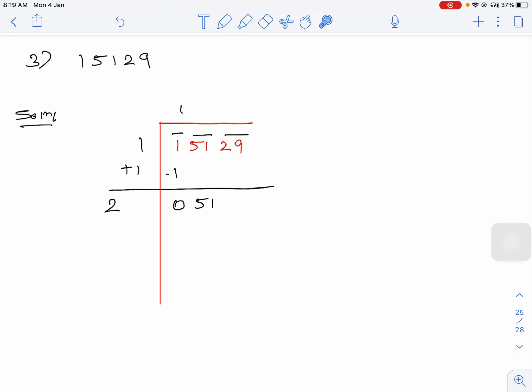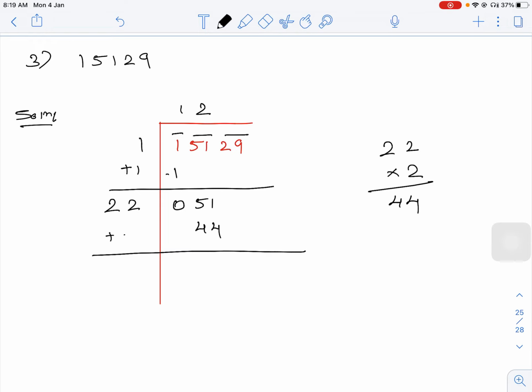Now what number will we write here, so that by multiplying by the same number we get 51? We have 2, and if we multiply by 2, we get 44. It is a number near 51. So 22 twos are 44. And by what number have we multiplied? By 2. The same number we will add here, so we will get plus 2.